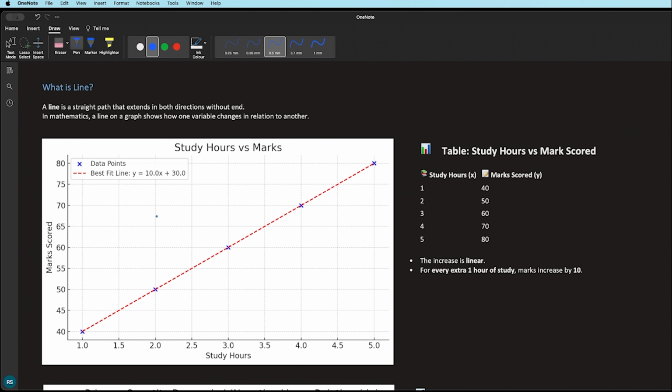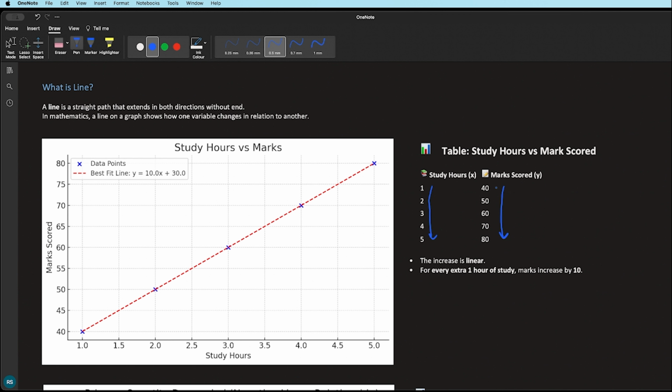Let's understand the table. This is the tabular data that represents the relationship. If you understand this table, you will have a better idea how this line works and what information it represents. Study hours is denoted by variable x and the marks scored is denoted by variable y. As the study hours increase, the marks scored also increase.